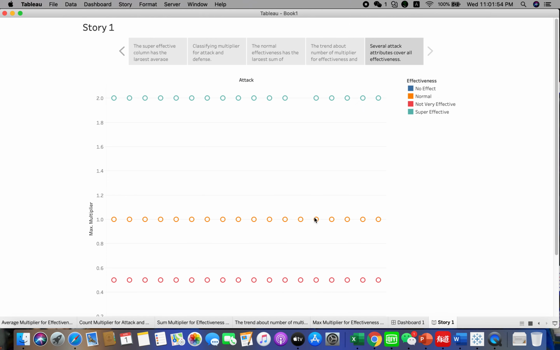Through the analysis of the above data, we can understand the detailed change of the corresponding multiplier of attack, defense, and effectiveness.